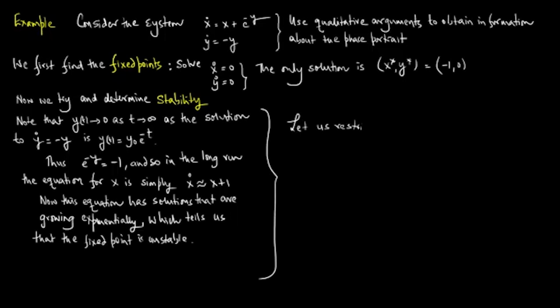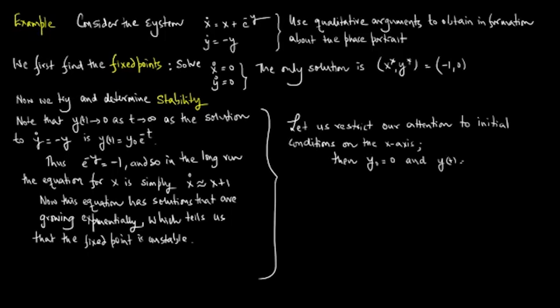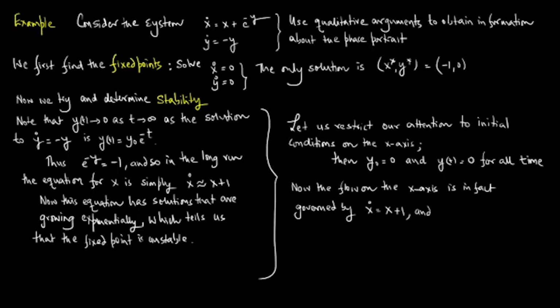Let us restrict our attention to initial conditions on the x-axis. Then y naught is equal to 0 and y of t is equal to 0 for all time. Now the flow on the x-axis is in fact governed by x dot is equal to x plus 1, and thus the fixed point is indeed unstable.